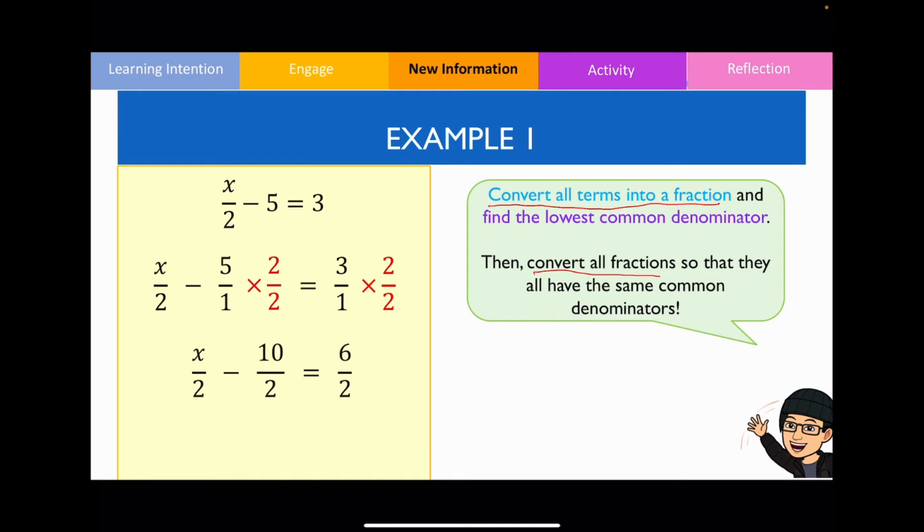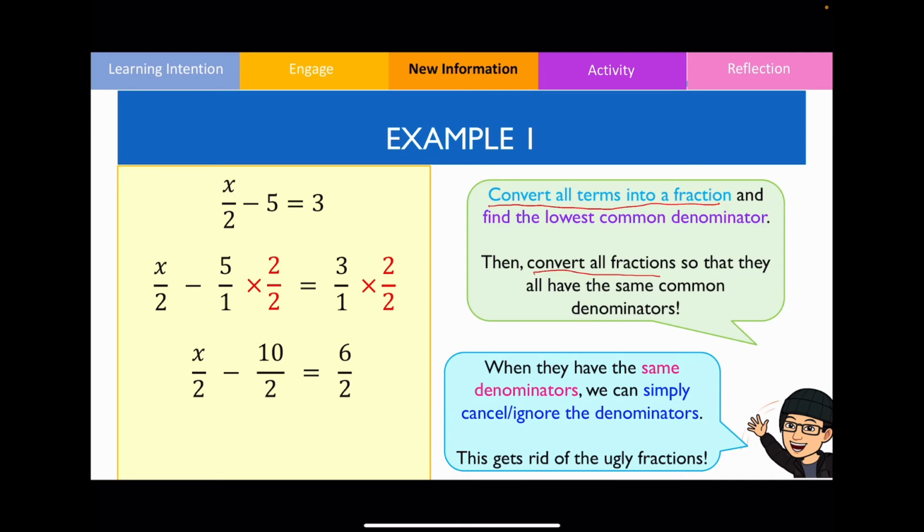Now, once we've done this, notice that the denominators for each of these 3 fractions are the same. So I can do a very neat trick. When the denominator is the same, I can just cancel or simply ignore it. So I'm going to do something like this. Notice that I've just got rid of all the denominators. And now that it's in this format, it becomes relatively easy to solve. To solve for x, I just add 10 to both sides. Hence, x is going to be equal to 16.